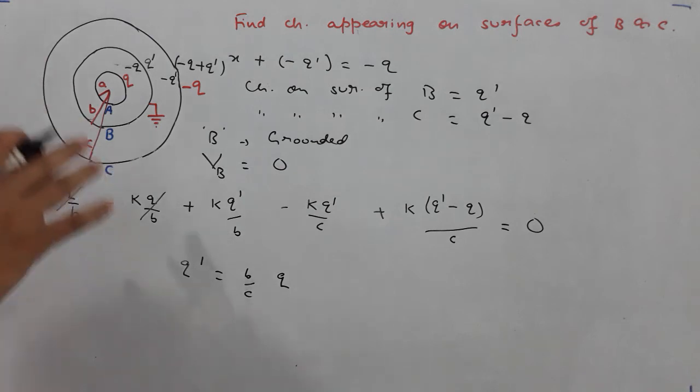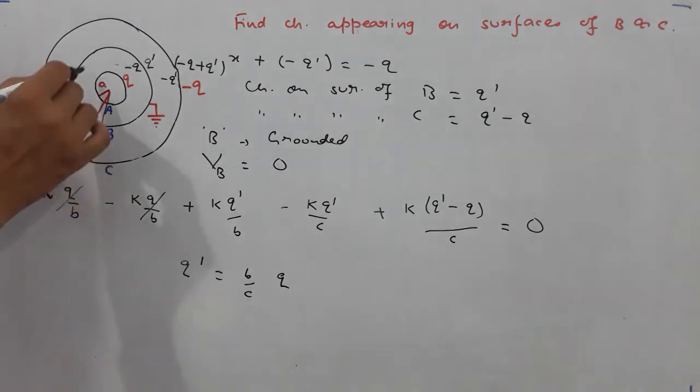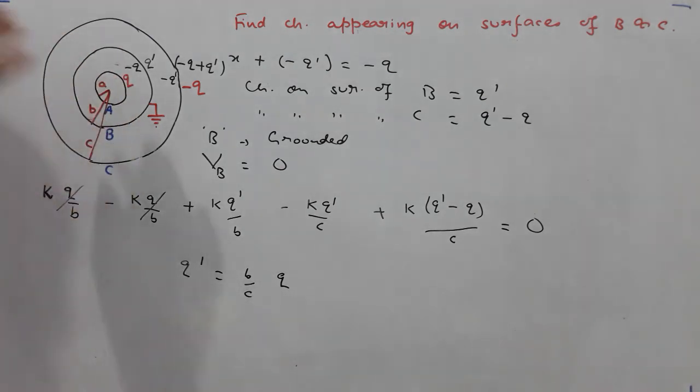Main thing is the method. You see how we have found the potentials due to all the spherical cells at the concerned point, and because it is grounded, the total potential is 0, and then we have got an equation. The theme is that.